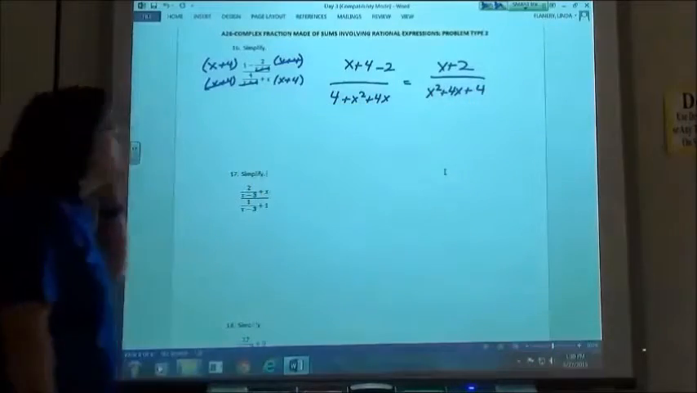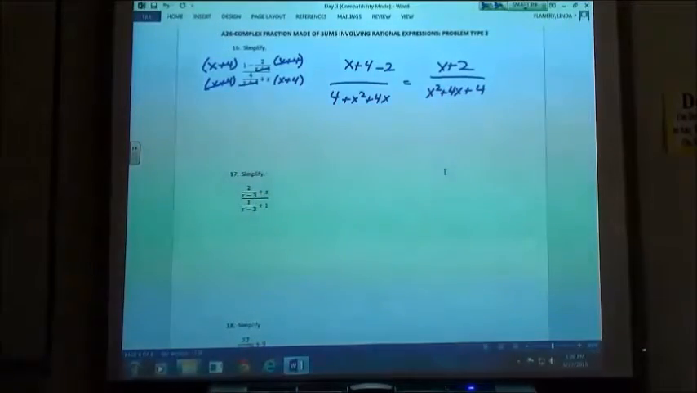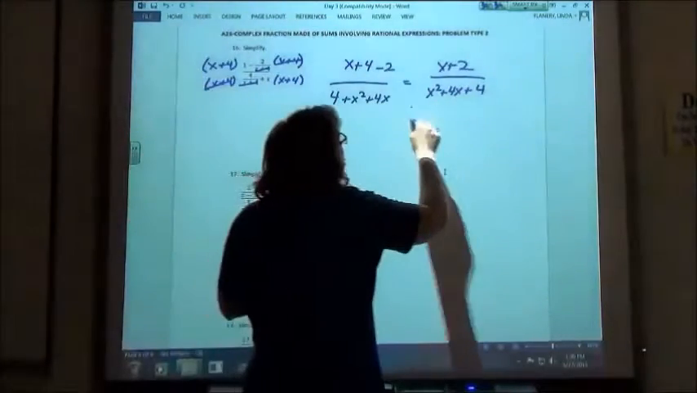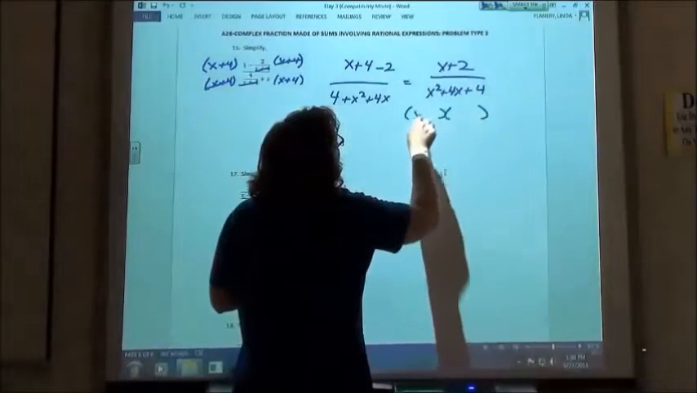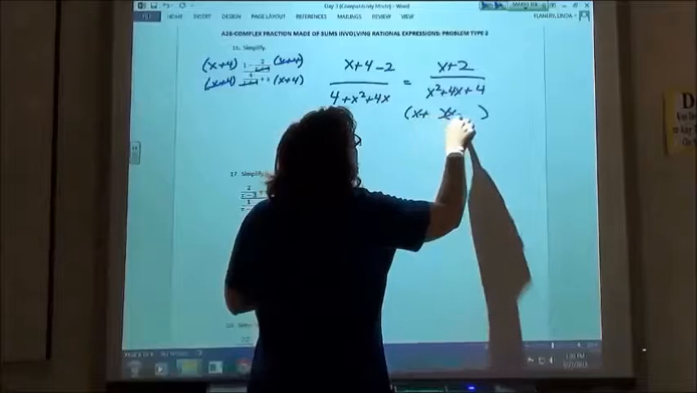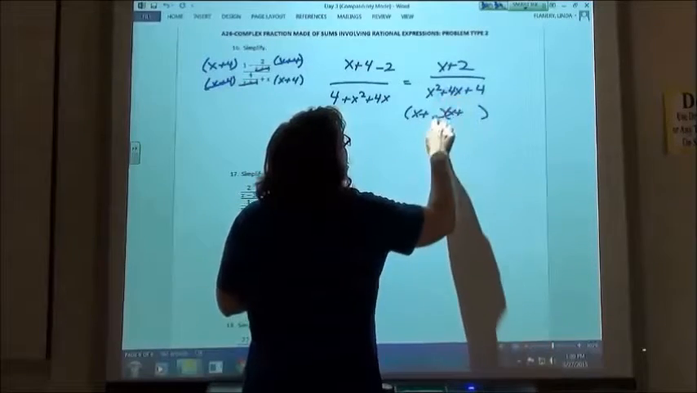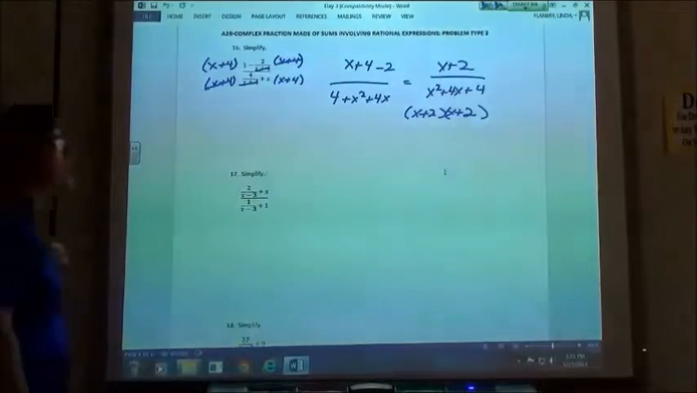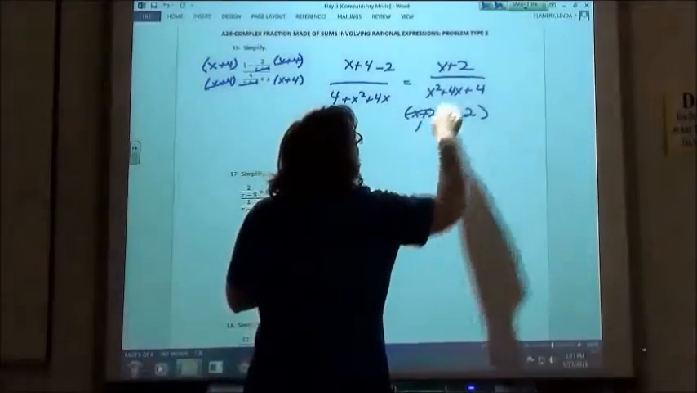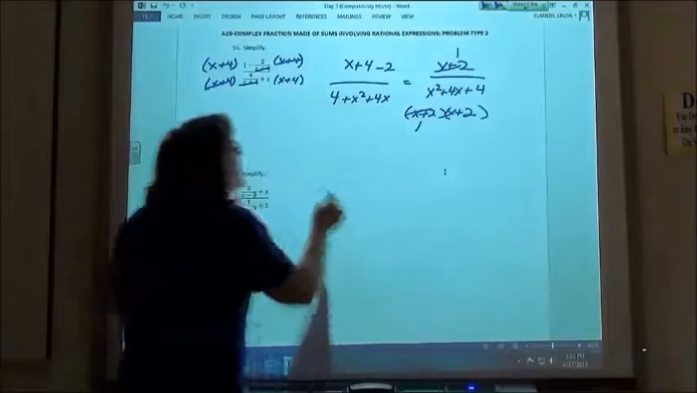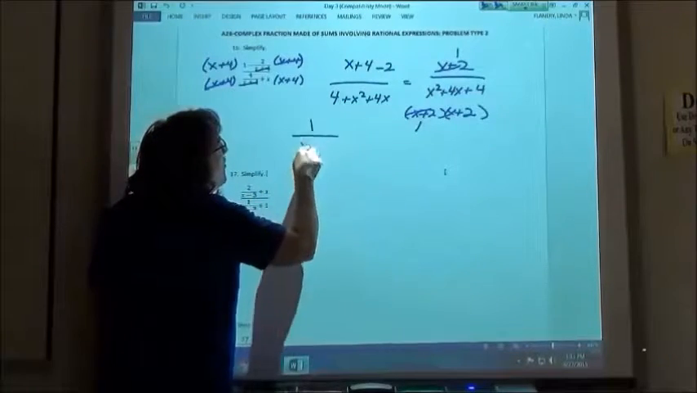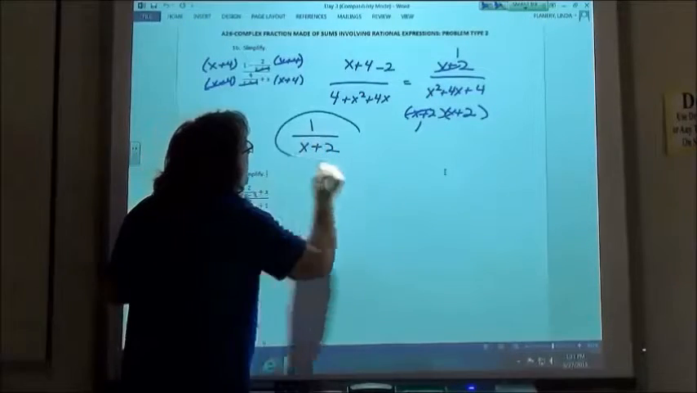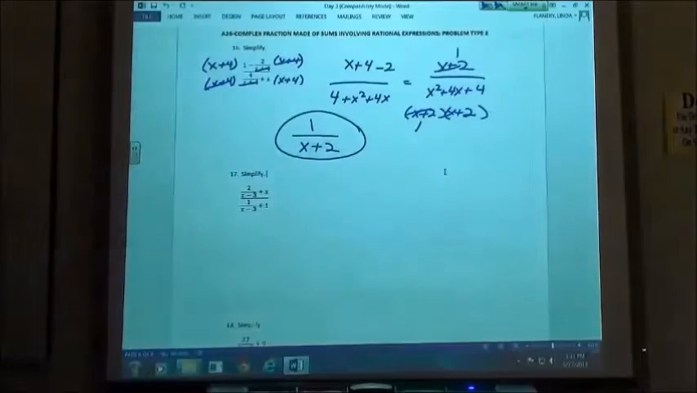Now again, I want to make sure I can't reduce that, so I'm going to factor the bottom, since that's a quadratic expression. That factors into x and x, a plus and a plus, factors of 4 that add up to 4, 2 and 2. You can see that one of my x plus 2's is going to cancel out. I'm saying this goes into here once and this goes into there once. So my answer, 1 over x plus 2, is then what I'm going to put in for my answer.